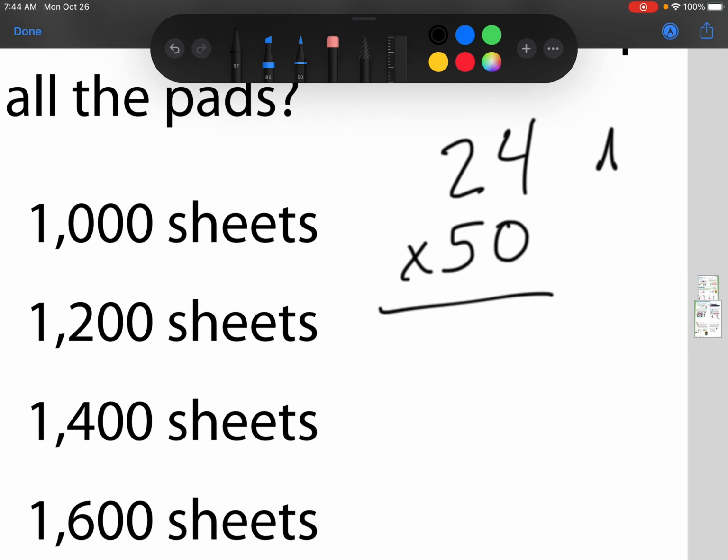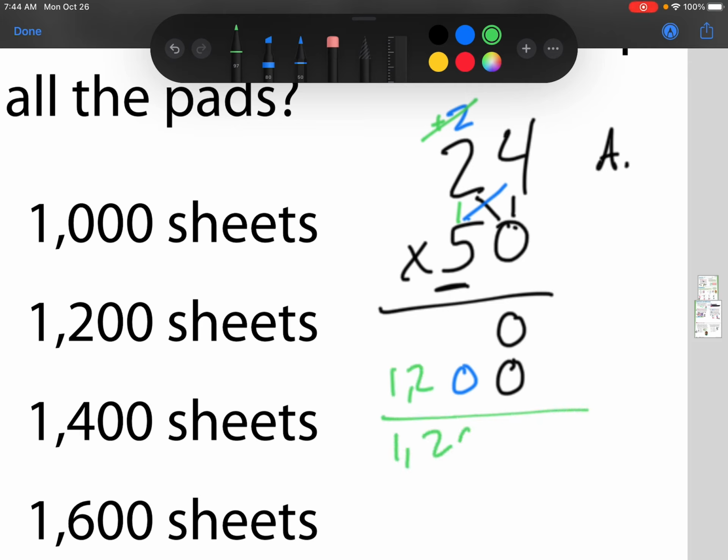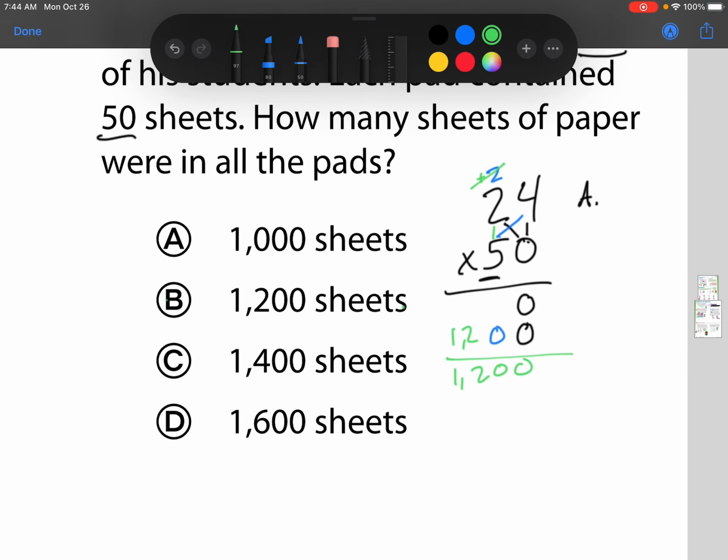I'm going to use my algorithm. So notice I start with a 0, so I'm just going to put a 0 here because I know 0 times 4 is 0 and 0 times 2 is 0. So now I can go to the tens place value. So I'm going to put a 0 there as a placeholder, and now I'm good to begin. 5 times 4 is 20. Put the 0 down, regroup the 2. 5 times 2 is 10, plus 2 is 12. So my answer is 1,200. And do I see that as a choice? Yes, I do. I see it as choice B.